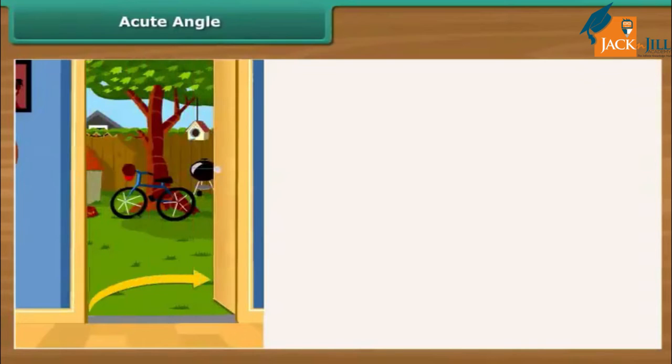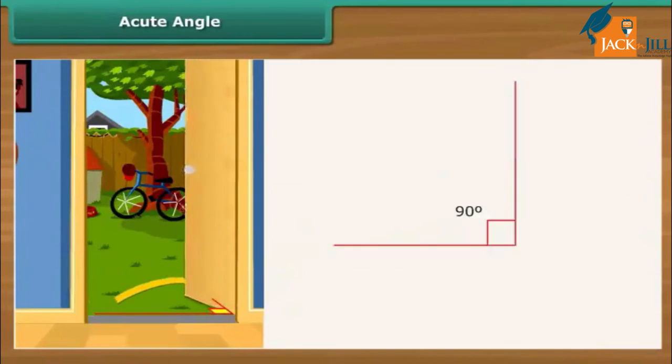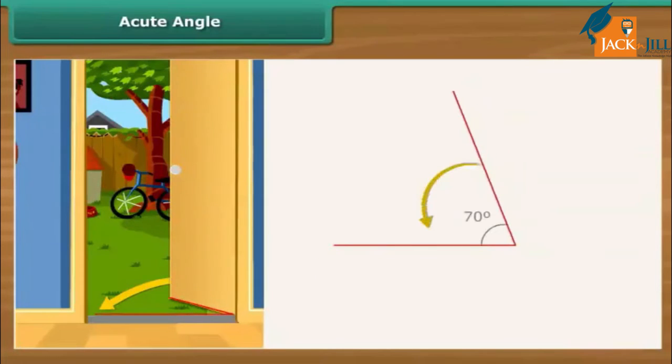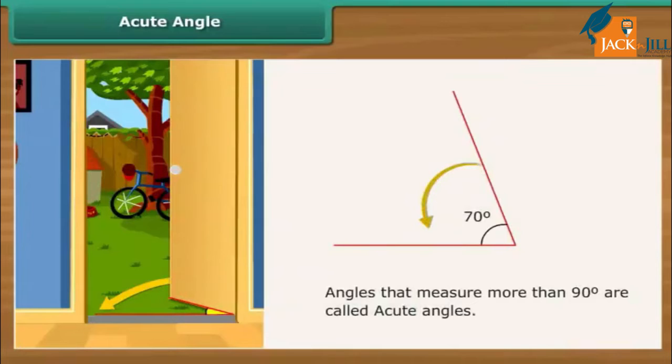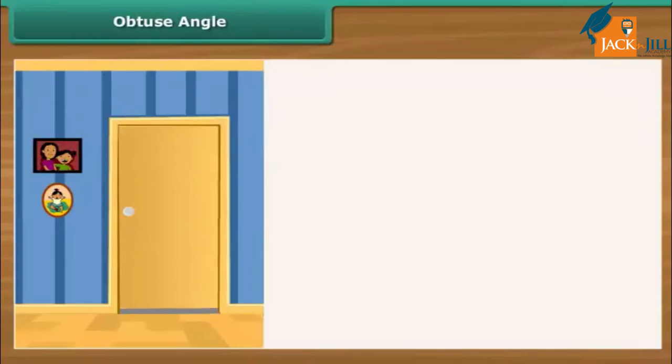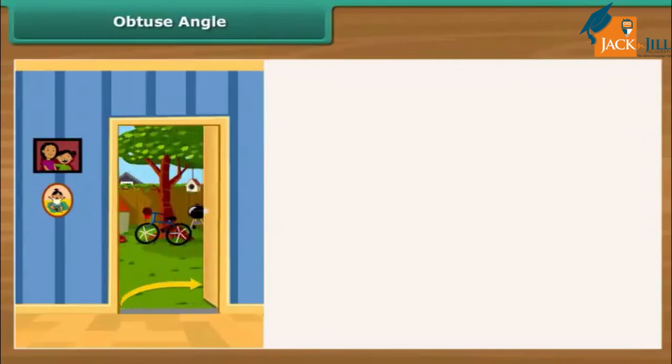Acute angle. Look at this picture of an open door. Can you identify the angle that it makes with the ground? Yes, 90 degrees. Now shut the door slowly. Can you identify the angle that it now makes with the ground? You're right, less than 90 degrees. Angles that measure less than 90 degrees are called acute angles. Obtuse angle. Let us go back to the picture of the open door. What do you think will happen if you push the door further to the right? The measure of the angle will exceed 90 degrees.